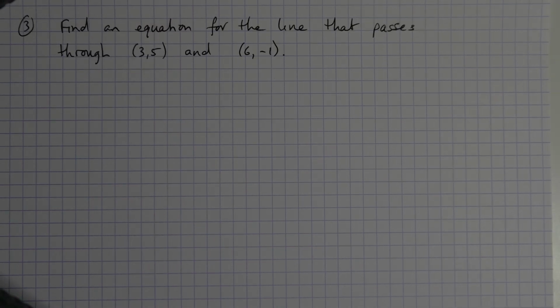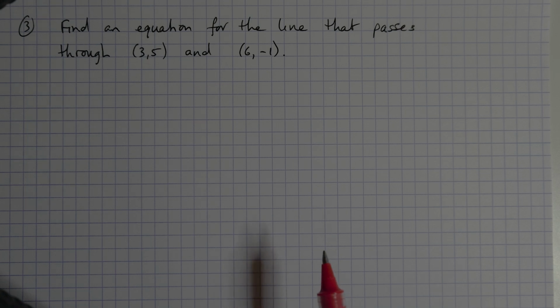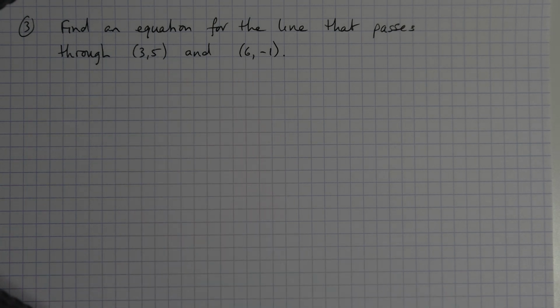Okay, this time we're given 2 points. We know that the line goes through (3, 5) and (6, -1). There's only one line that can do that. If you force it to go through 2 points, it's one particular line. You can't have several lines that do that, it's just the one.